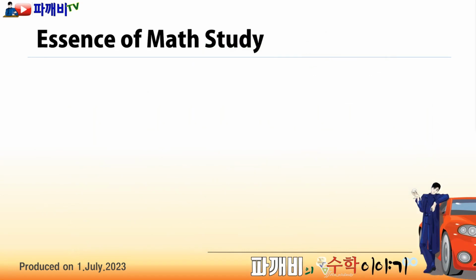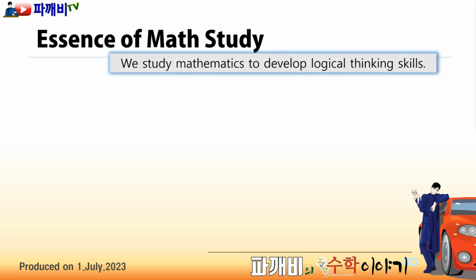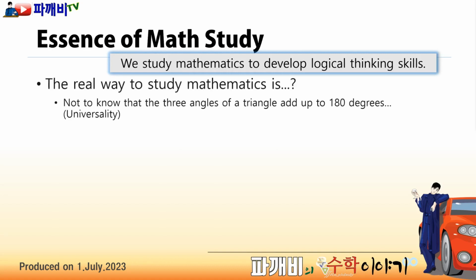Therefore, if you want to properly study mathematics, you need to understand the proof process. One of the reasons why adults insist on studying mathematics in school, despite many students disliking it, is to develop logical thinking skills in students. And you should be able to think using the logical reasoning I have explained so far. Therefore, the real way to study mathematics is different from just knowing the answer to a problem.